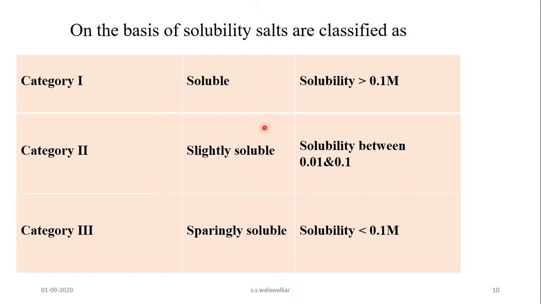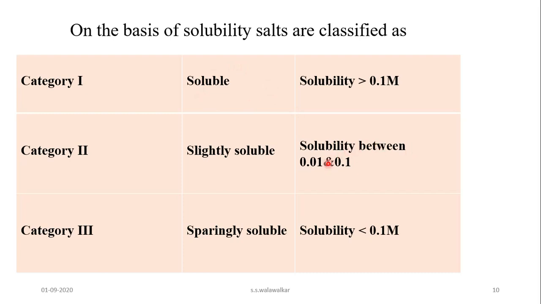Actually, 5 categories are there: highly soluble salt, slightly soluble salt, sparingly soluble salt, and the completely insoluble salt. But these are in between the two extremes, that is highly soluble salt and completely insoluble salt. There are 3 main categories, that is soluble, slightly soluble and sparingly soluble. In case of soluble salt, solubility is greater than 0.1 molar. That means 0.1 mole in 1 liter. If it is greater than 0.1 molar, then such salts are called soluble salts.